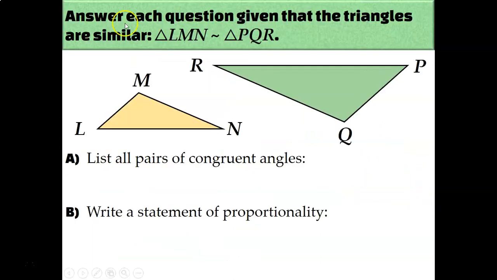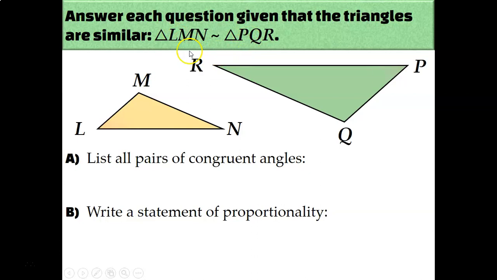So let's give it a try. We're going to use this similarity statement to answer these questions. Looking at these two similar triangles, which angles are congruent, and which sides are corresponding? Write that as a statement of proportionality. All of the information that you need is located in the similarity statement, because the order of the letters in each triangle's name corresponds. So the first letter in the first triangle's name is an L, and the first letter in the second triangle's name is a P.